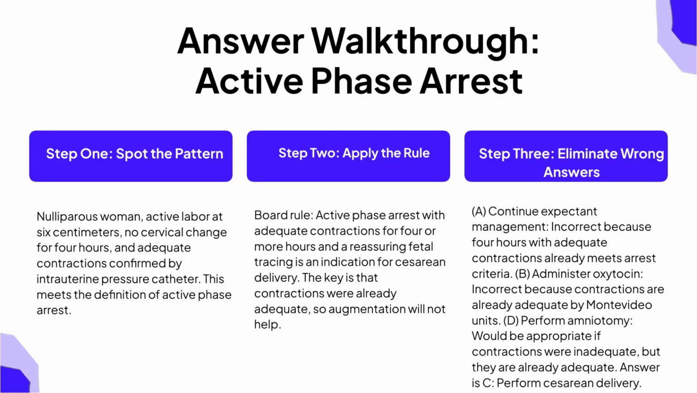Step 3. Eliminate the wrong answers. Choice A, continuing to wait, is wrong because we have already met the time criteria.